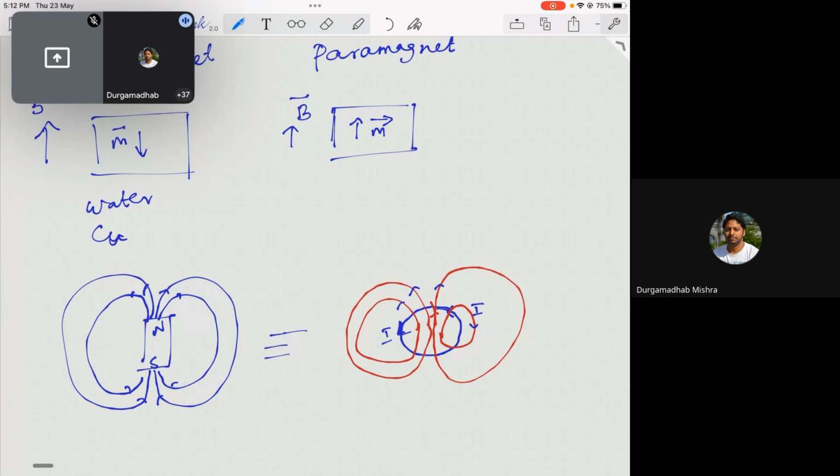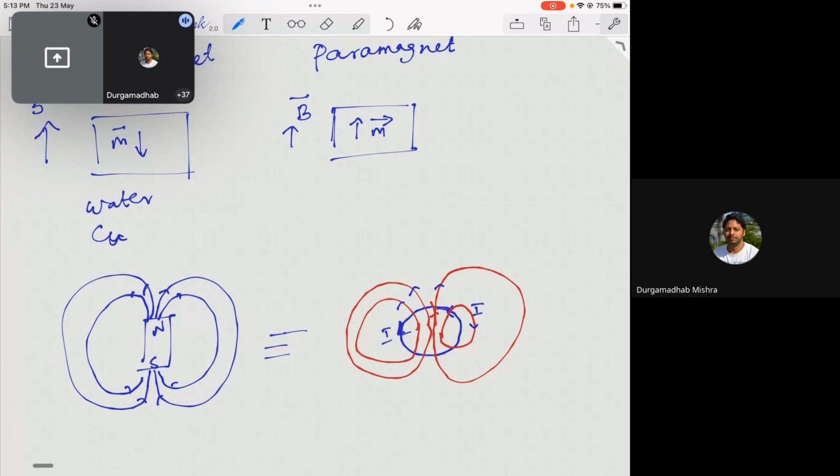This origin of a magnetic moment, the existence of a magnetic moment or dipole moment in an atom, is actually responsible for a material to behave as a ferromagnet or a paramagnet or a diamagnet. So all this tiny magnetic dipole moment that is associated with the atom is responsible for your material to behave in a certain way.